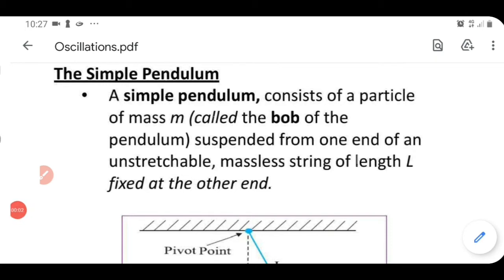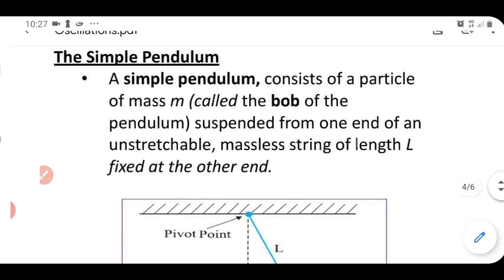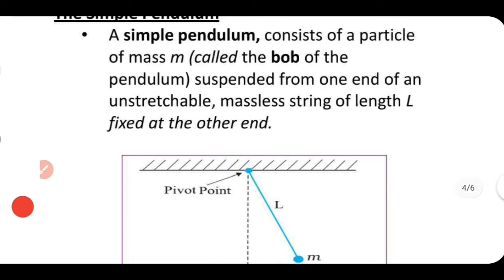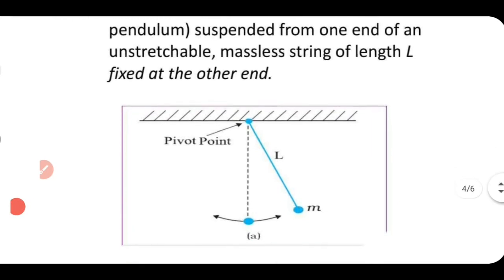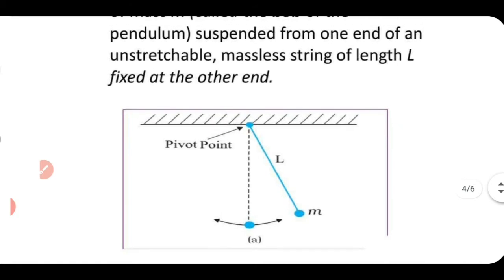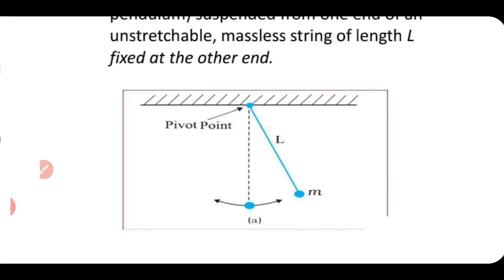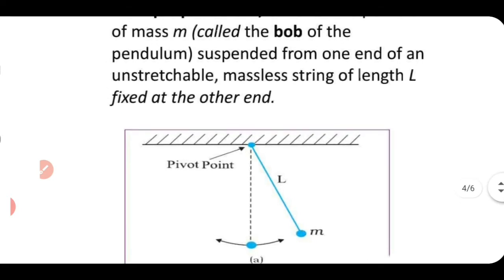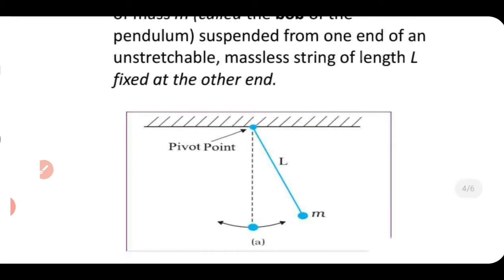Now the second example is simple pendulum. A simple pendulum consists of a bob which is suspended from one end of an unstretchable massless string of length L fixed at the other end. That means at one end of the string we have the bob, and at the other end it is connected to a rigid support, and the mass of the string is assumed to be 0, and it is also assumed to be an inextensible or unstretchable string.